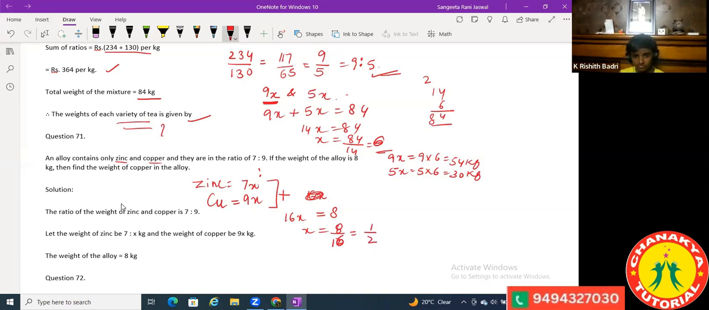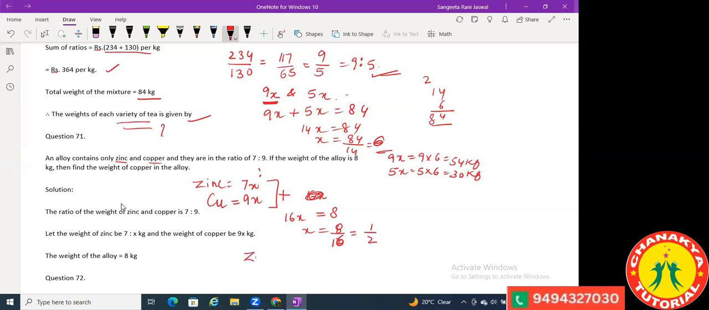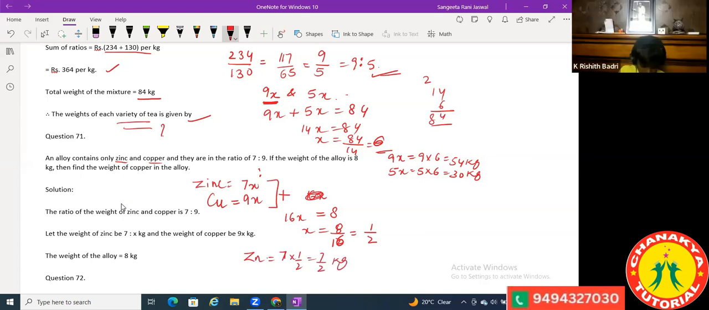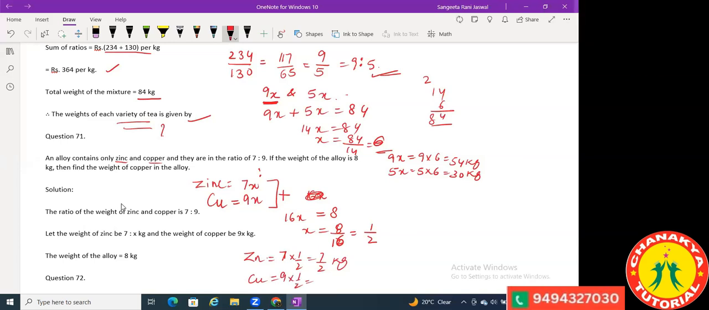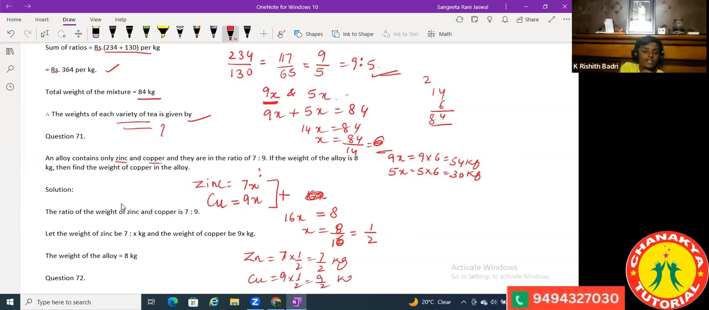So that means how much is the zinc? Weight of the zinc is 7 into 1 by 2, which is equal to 7 by 2 kgs. Yes, ma'am. And copper is 9 by 2 kg. 9 into 1 by 2, that is 9 by 2 kgs. Yeah, ma'am. I got the same.